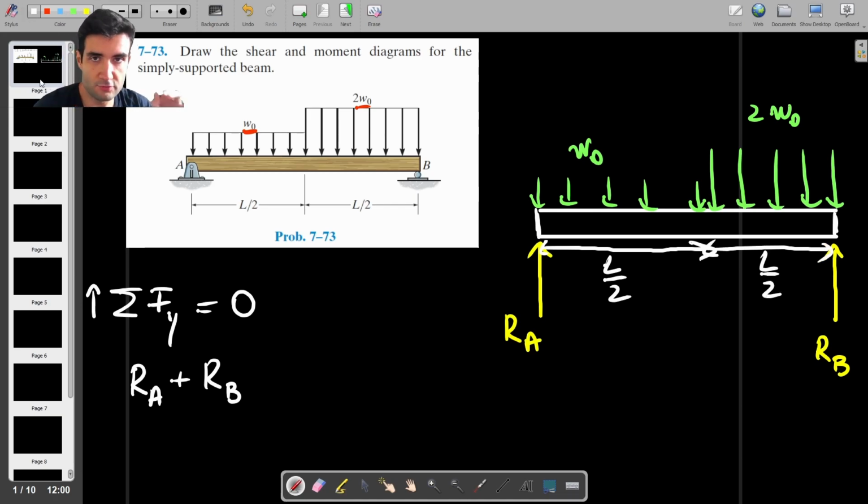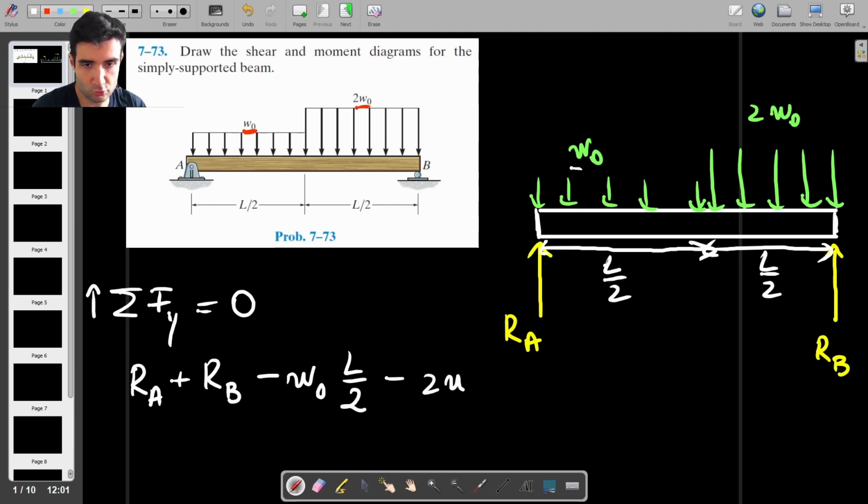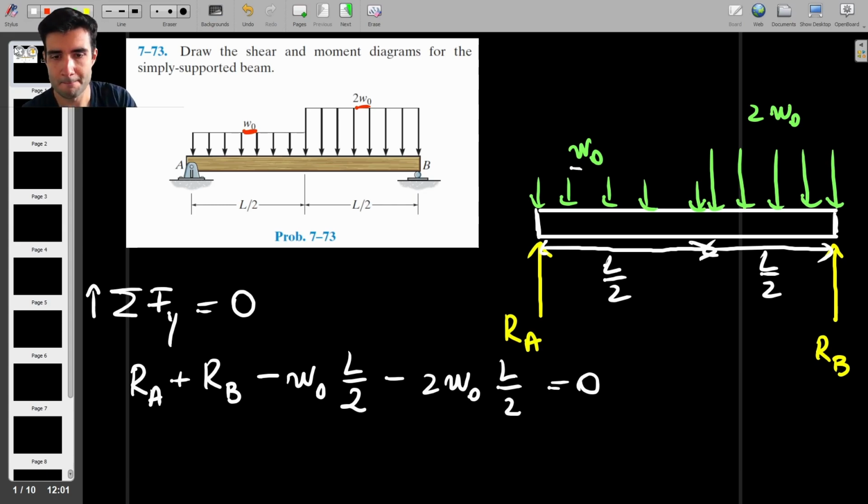So the force due to the first distributed load, due to this one, is going to be minus because it's acting downwards, and it's minus W naught times L over 2. And then we have minus the other one, so 2W naught times L over 2. So it's just the distributed load times the length, because it's just a uniformly distributed load.